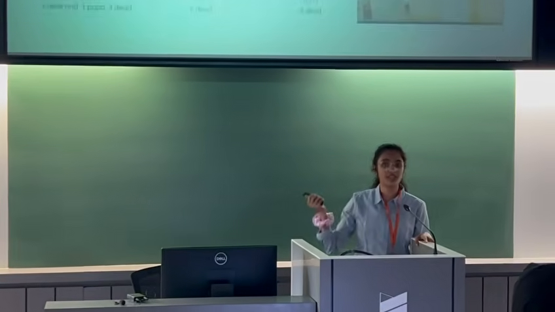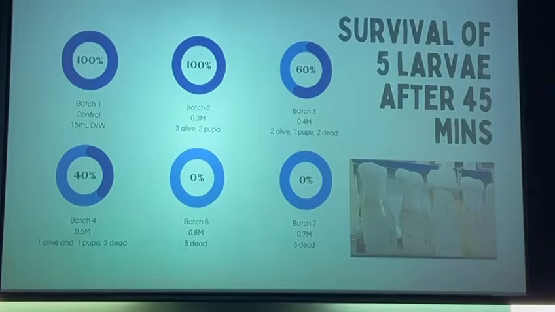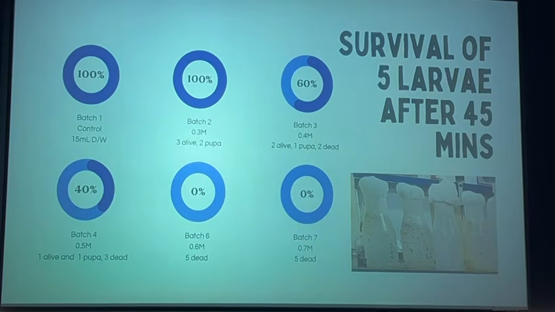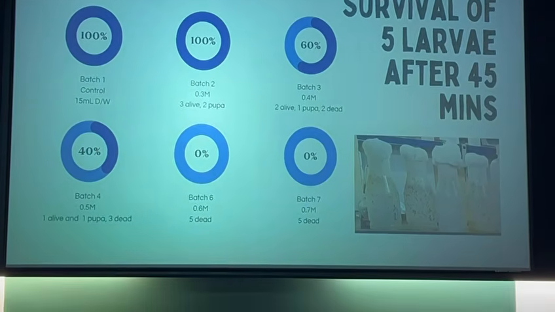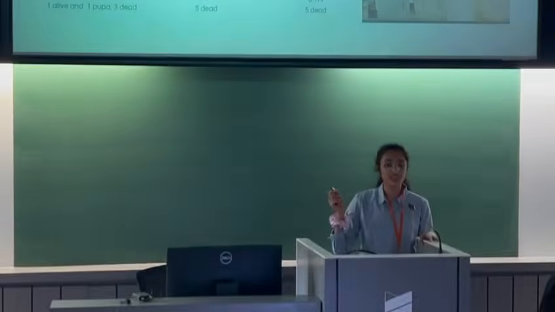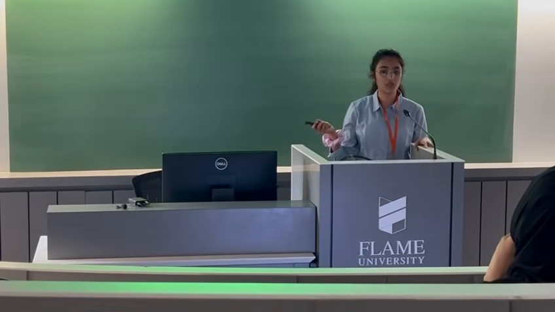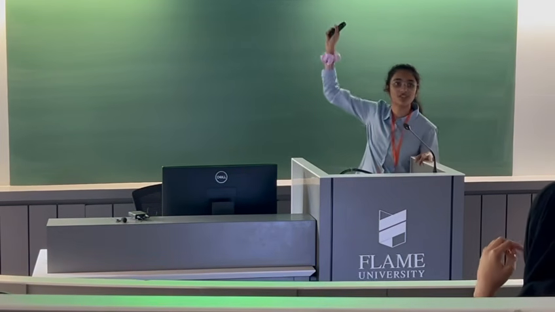We also checked for survival of larvae after 45 minutes. In the control, 100% of larvae survived as expected. At 0.3 molar concentration, we had 3 live larvae and 2 pupae. In batch 3, which was your 0.4 molar concentration, there were 2 alive larvae, 1 pupa and 2 died. In 0.5 molar, there was 1 alive larva, 1 pupa and 3 of them died. At 0.6 and 0.7, all the larvae died. So clearly these 2 concentrations can be eliminated for this study as there was no survival.